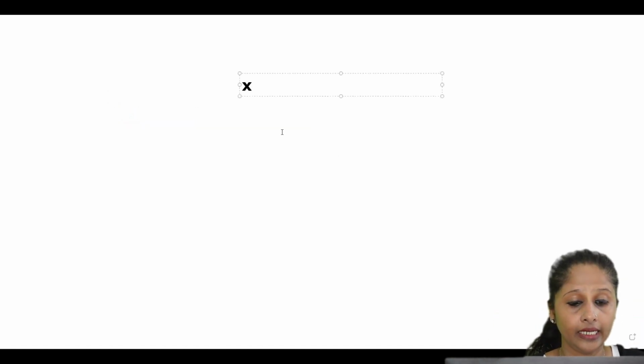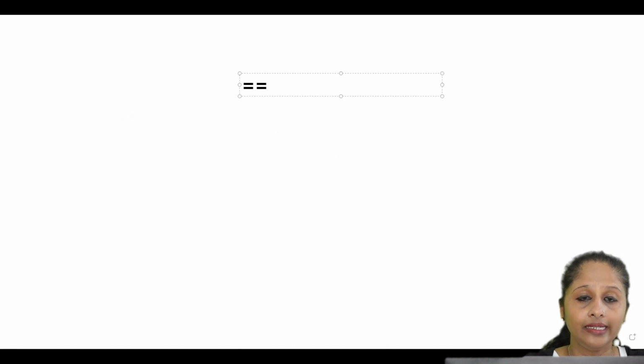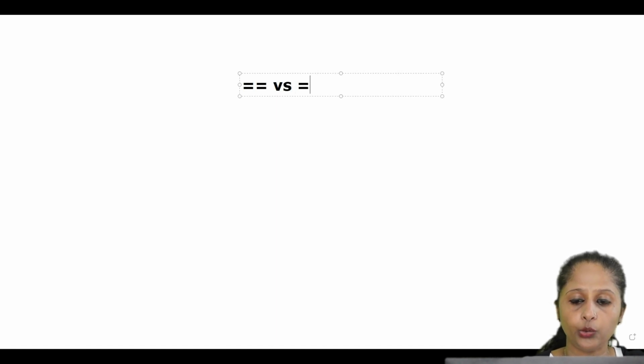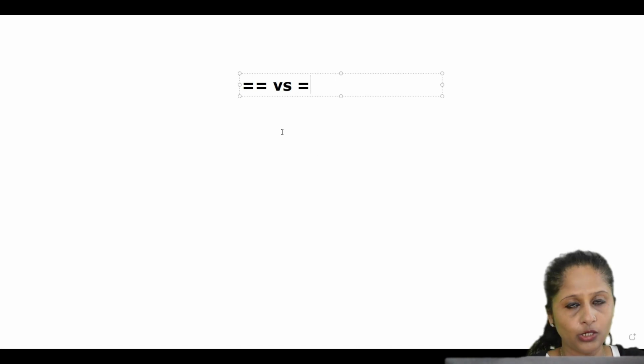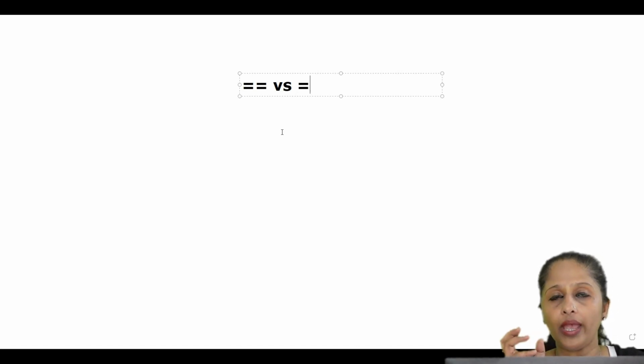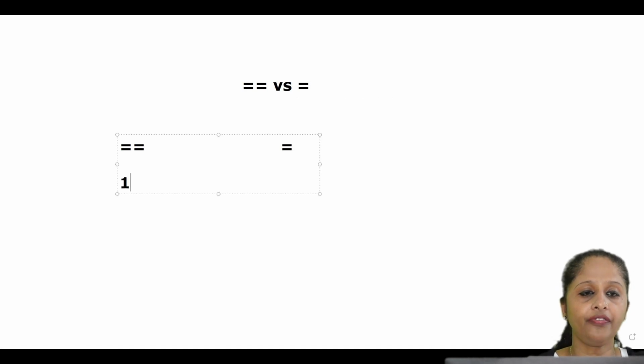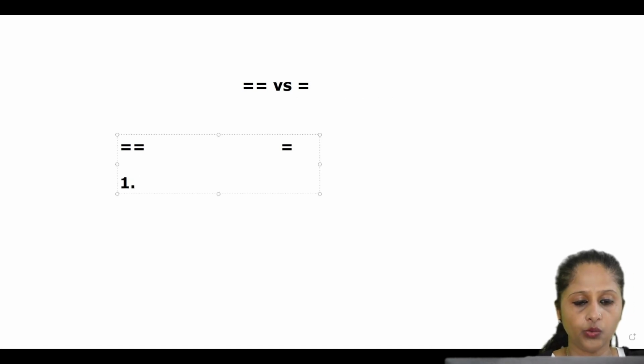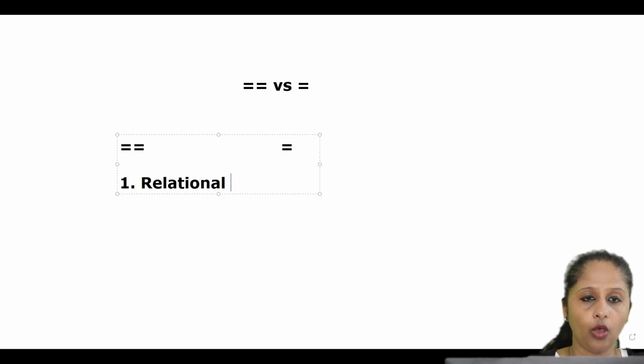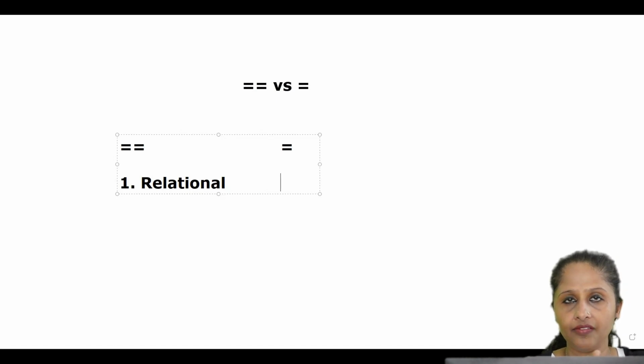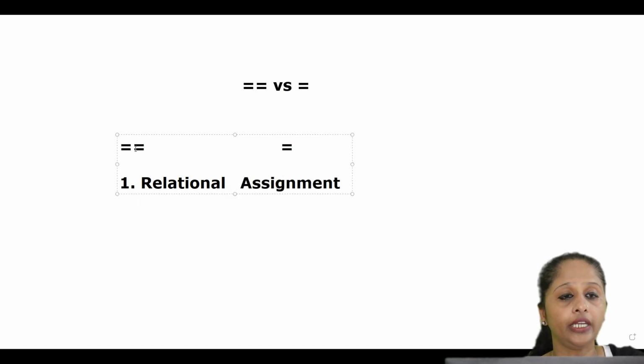Now we studied x, that is the double equal to sign. So let's see what is the difference between double equal to and equal to. This is very important. You must know the difference between double equal to and equal to. The first difference: double equal to is a relational operator, and single equal to is an assignment operator.